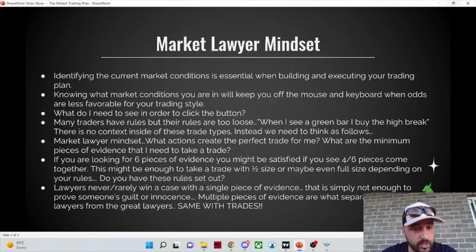If you were looking for 6 pieces of evidence, for example, you might be satisfied if you see 4 out of 6. I'm not saying you have to have every single piece line up all the time, but you need the majority. That's just how it is. The more you have, the better the trade. If you have more pieces of evidence, that likely means more people are seeing what you're seeing.